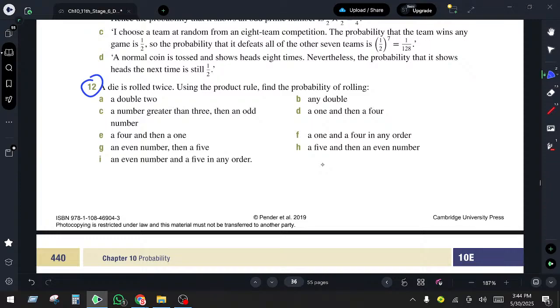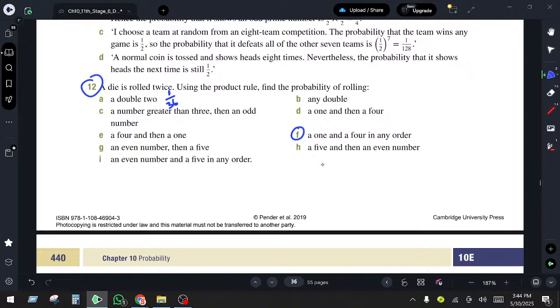Next, a die is rolled twice. Using the product rule, the die has to be taken as it is, the whole die again. Double 2: it's 1 over 36. 1 over 6 times 1 over 6 is 1 over 36. The second one is also 1 over 36.